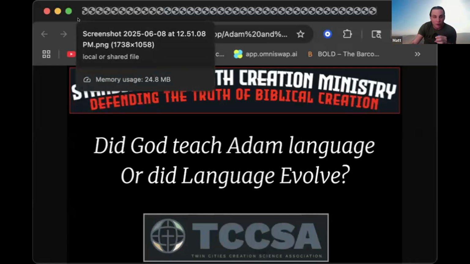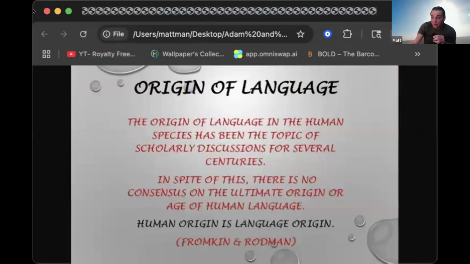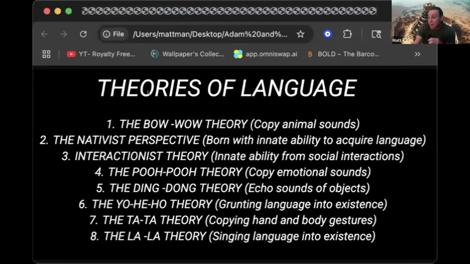And how would we ever know if he did? Well, the origin of language in the human species has been a topic of scholarly discussion for several centuries. In spite of this, there is no consensus for the ultimate origin of human language. There's different theories, though. The bow wow theory is where they copy dogs. Ooh, a bow wow. So that's the most popular, which is kind of ridiculous. There's an emotional copying, and humans copied echoes of sounds and objects, or they grunted language into existence, and they're just speculating all the different types.